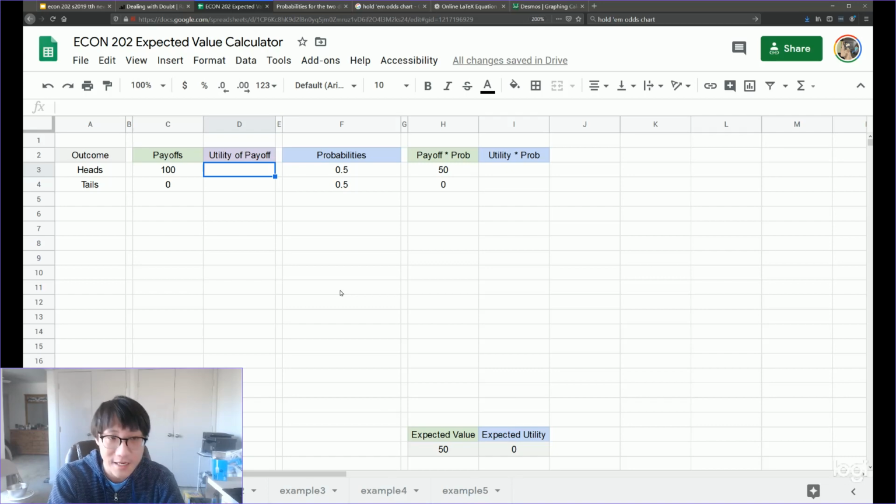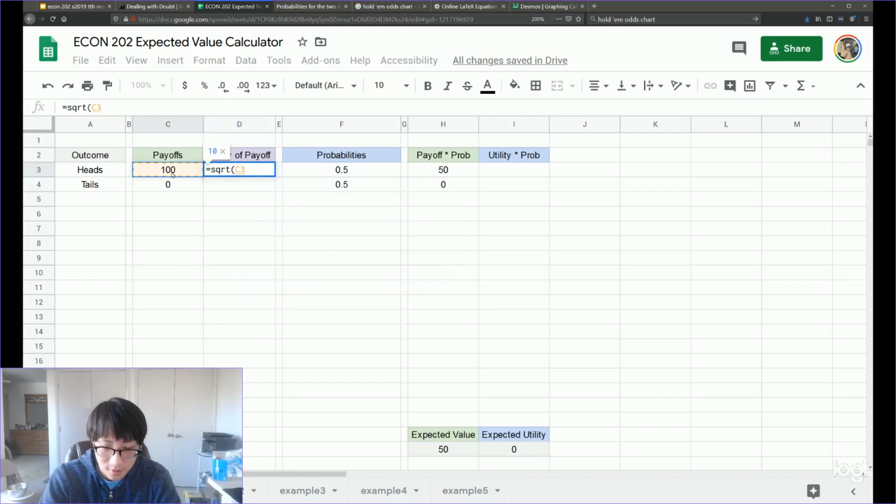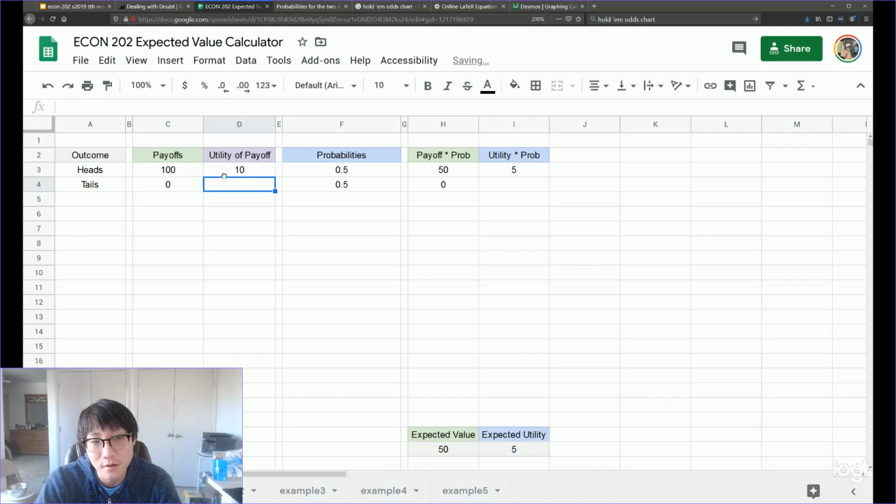So to calculate the utility of $100, I would simply type in equals, and then the square root. In Google Sheets or Excel, square root is SQRT. Then I'm going to click this 100 over here, press enter, there's 10. And if I drag this down, this will compute the next one. Square root of 0 is 0. And so you can see here's my utility corresponding to each of these payoffs.